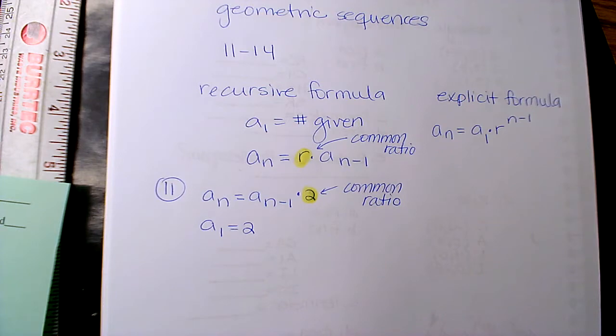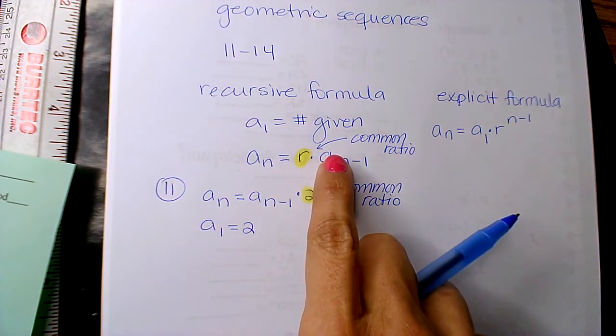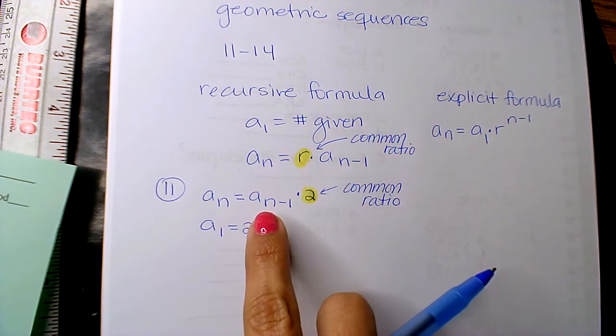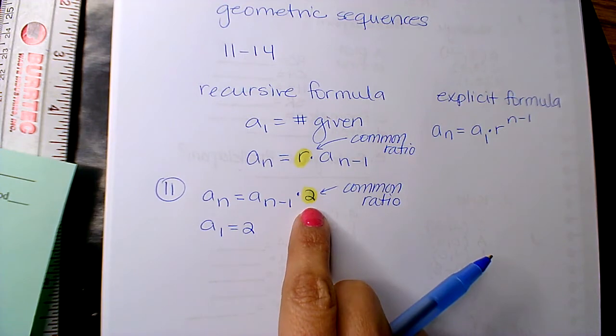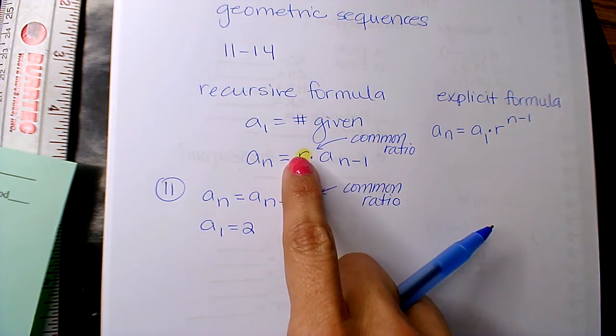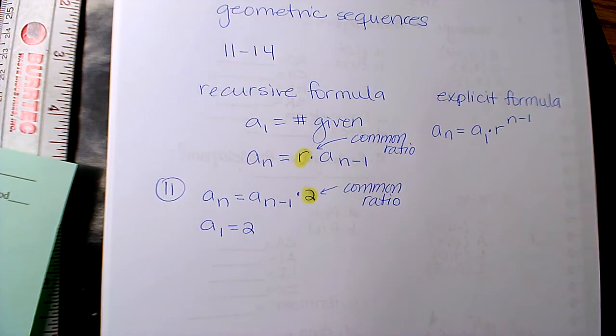Okay. Look, you guys know 3 times 4 is 12, 4 times 3 is 12, like the commutative property, right? It doesn't matter, the order. So here, if the recursive is the common ratio times the prior term, and in number 11, they give you the prior term times the common ratio, it's like 3 times 4, 4 times 3, it's still the same math, right?